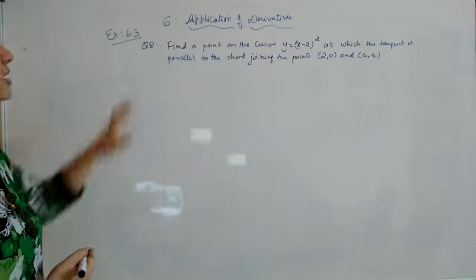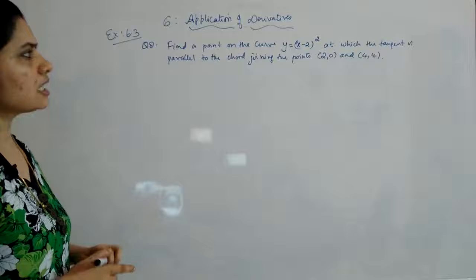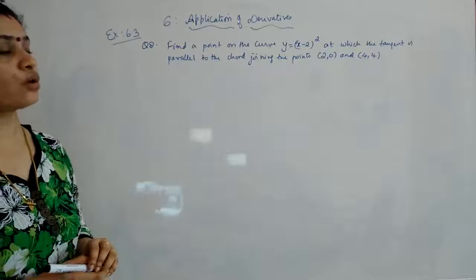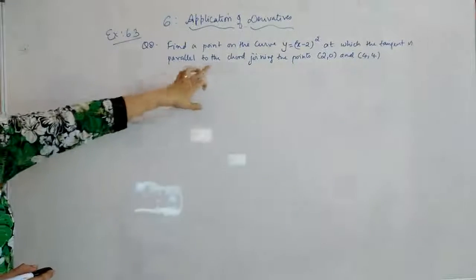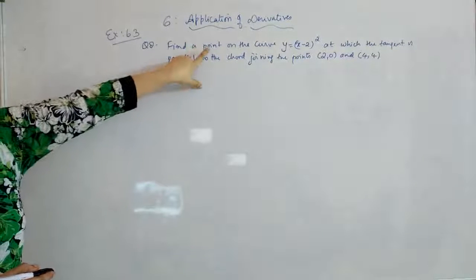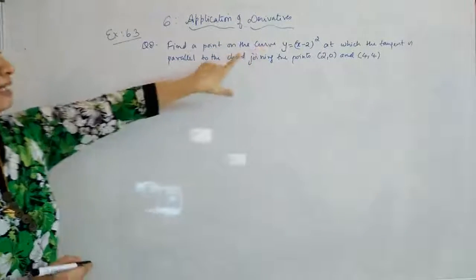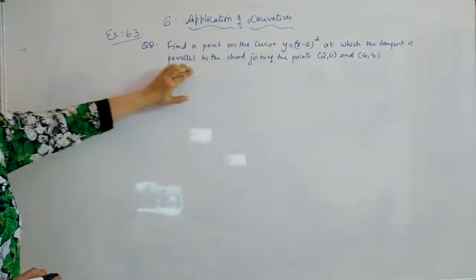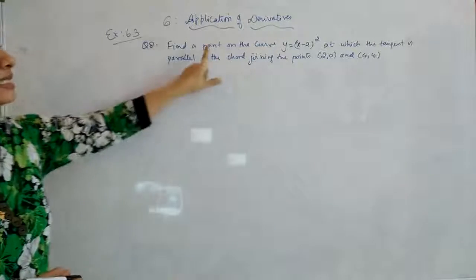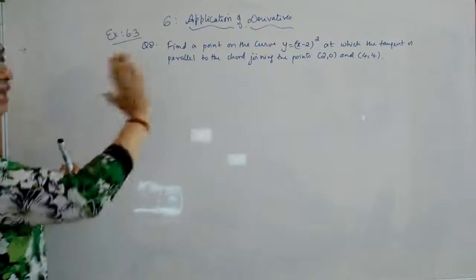Okay. Question number 8 is: find a point on the curve y equals (x minus 2) the whole square at which the tangent is parallel to the chord joining the points (2, 0) and (4, 4). So first you have to find the slope of the chord, because the tangent to this curve and the chord joining these points are parallel. Since parallel lines have equal slopes, that is the concept we are using here.